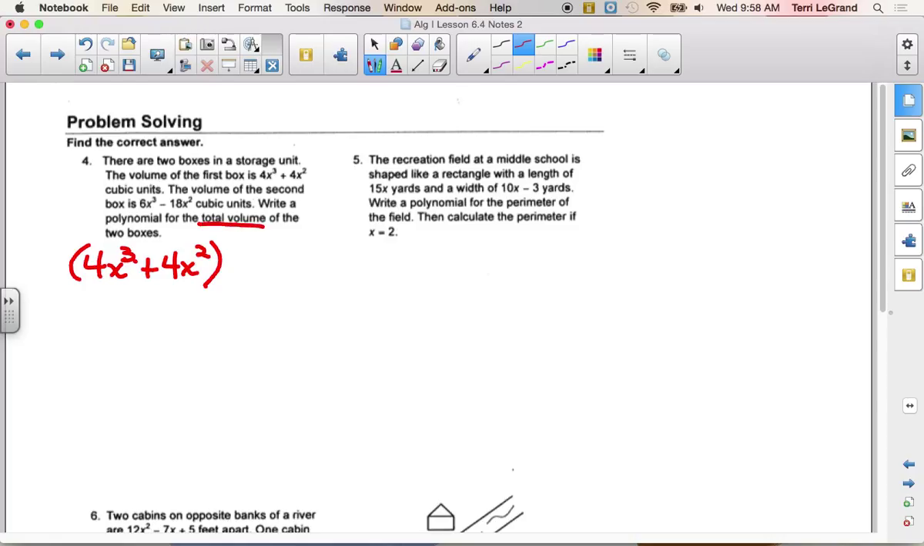What is the first polynomial representing? Volume of the first box. What's the second polynomial representing? Volume of the second box. If we want a total, should we subtract? No, we need to add. Okay, so let's make this into an addition problem. Now go ahead and do the work you need to do and get the total volume of these 2 boxes.